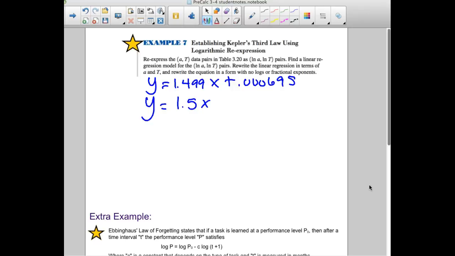Our y's came from list 4, right? And list 4 was the natural log of what? List 4 was the natural log of t. So my y value is really the natural log of t. And my x value is really the natural log of a.